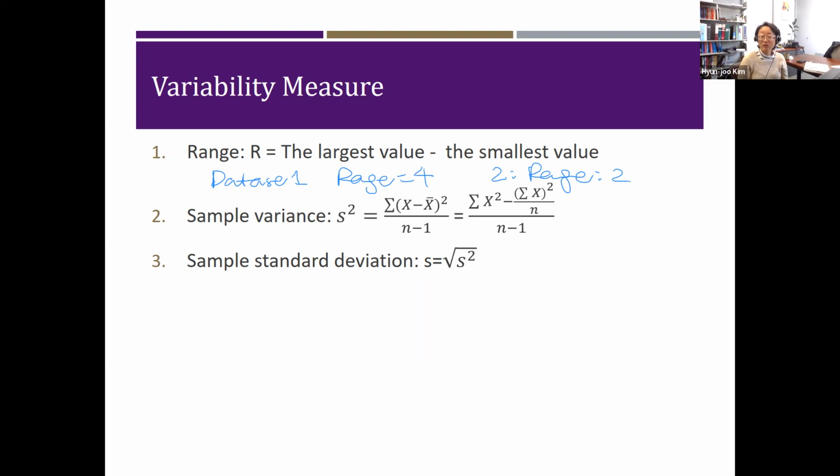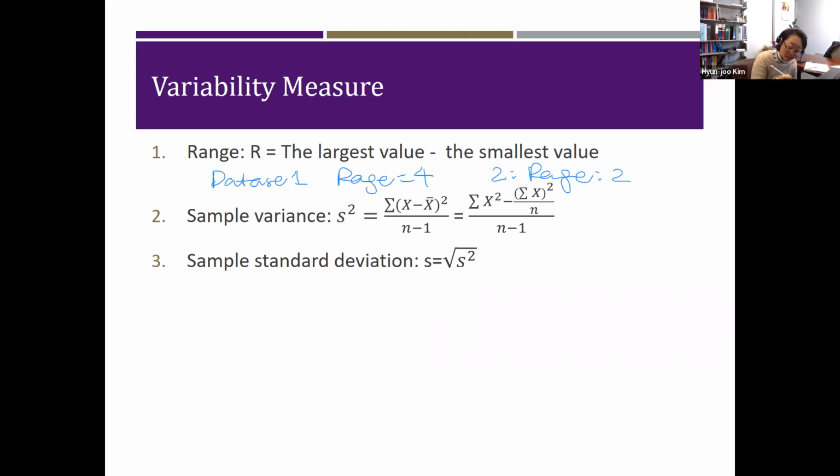That's the advantage of using range, but at the same time, you can imagine that it only uses the data points that are minimum and maximum and really doesn't care what's happening in the middle. So it's a quick measure, but it's not really a comprehensive measure. So the more common ones to use are sample variance and sample standard deviation.